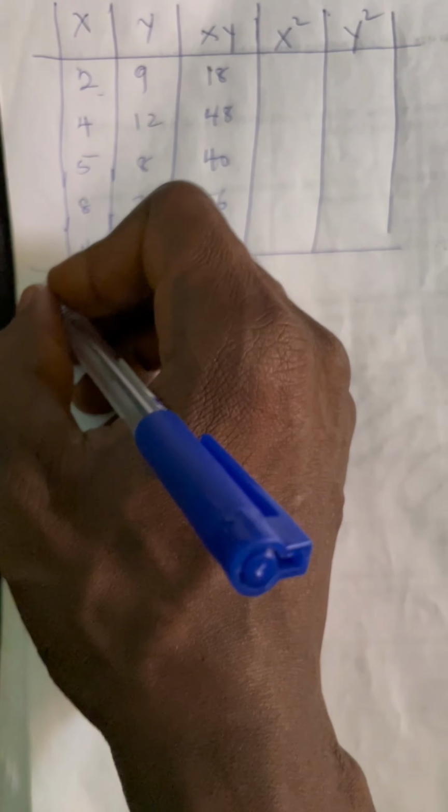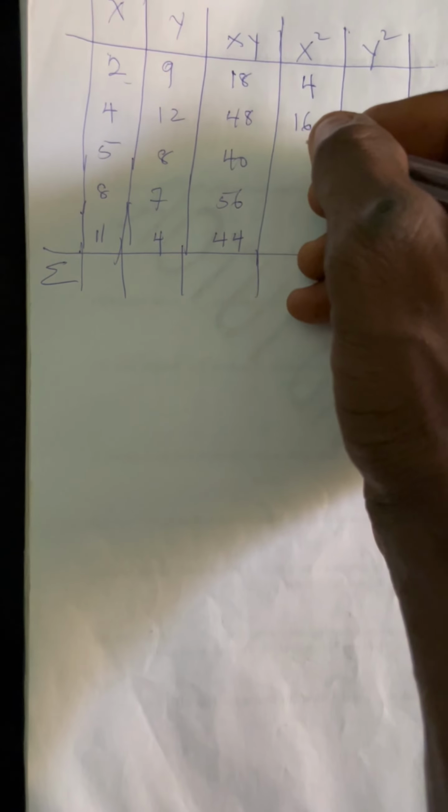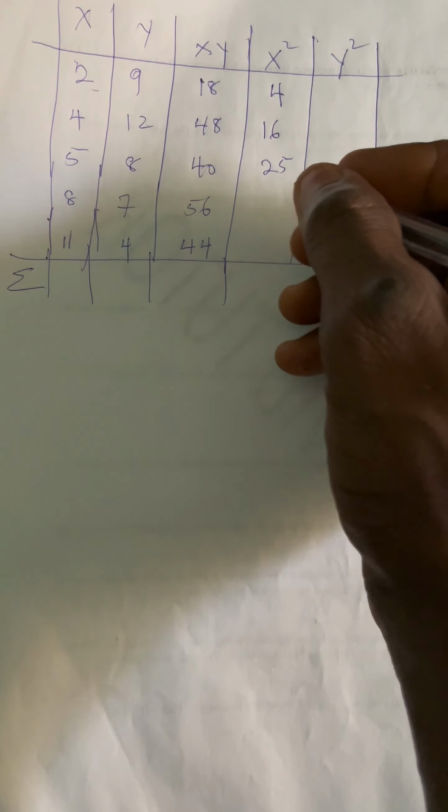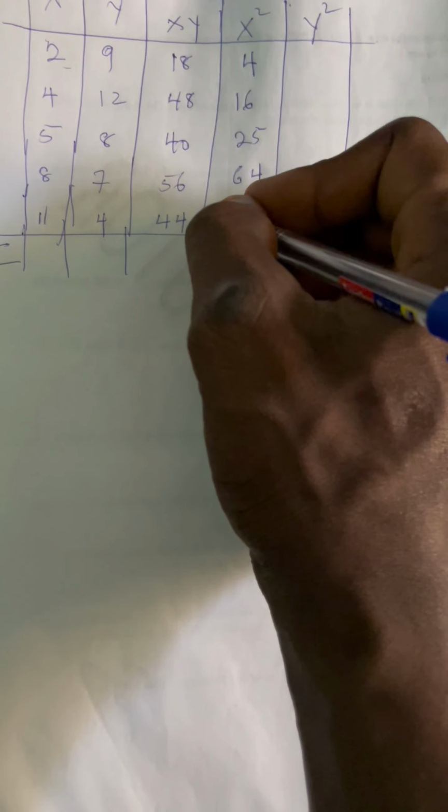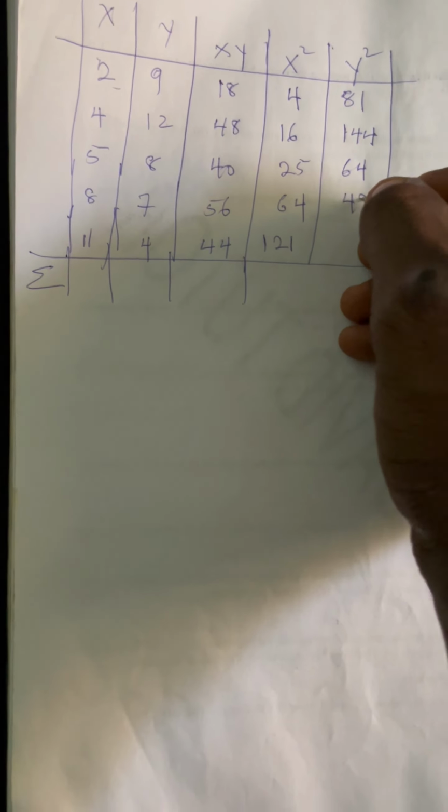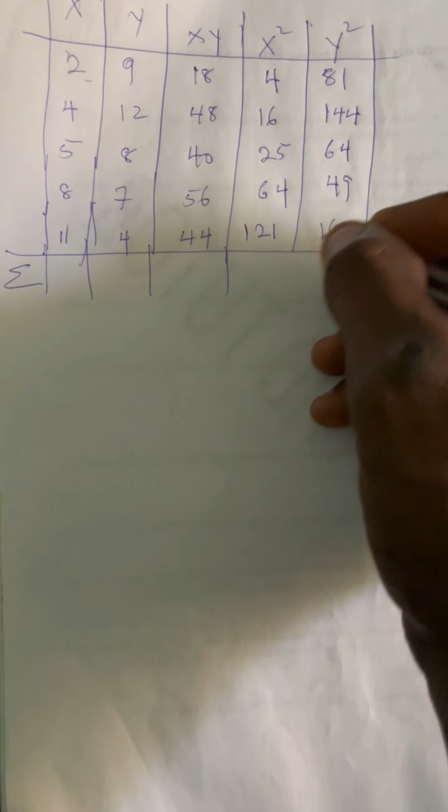Now, we have the summation as well. Since we are using the uppercase, what's x square? 2 square is 4. 4 square is 16. 5 square is 25. Then 8 square is 64. 11 square is 121. Then y square: 9 square is 81. 12 square is 144. Then 8 square is 64. 7 square is 49. Then 4 square is 16.